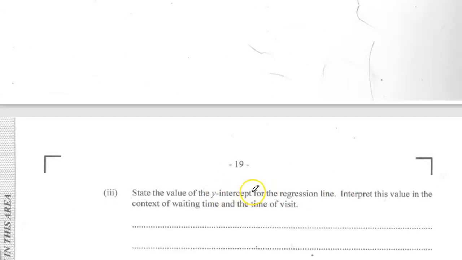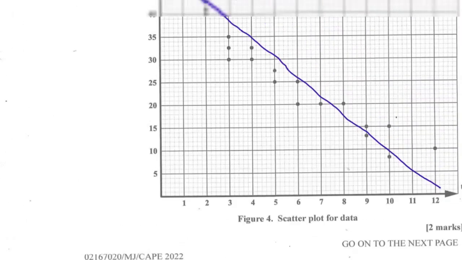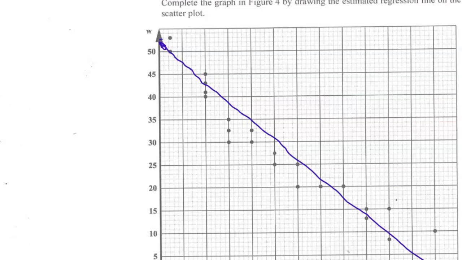Interpret this value in the context of waiting time and the time of visit. So based on a line, of course, your line would not have to be exactly the same, but something close to this. Alright, so based on my line here, notice going up by 5. So each two of these lines would be 10, so each line would value 1 based on the scale here. So based on mine, this would be about 51. So it'd be about 51.